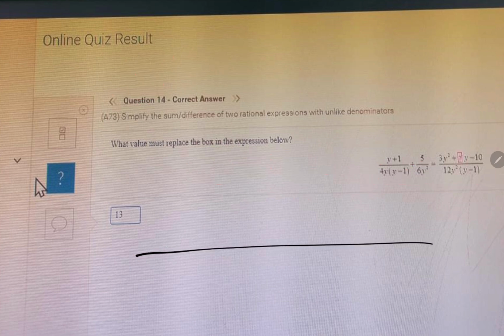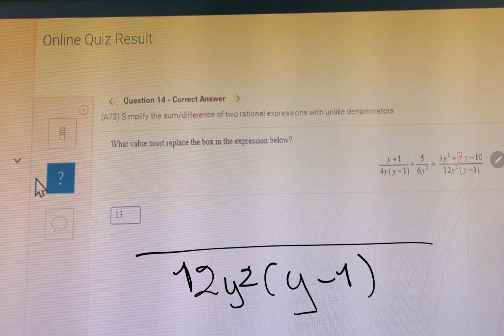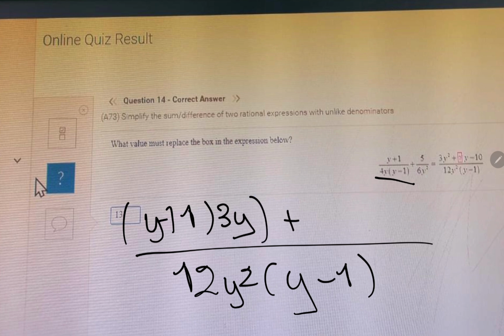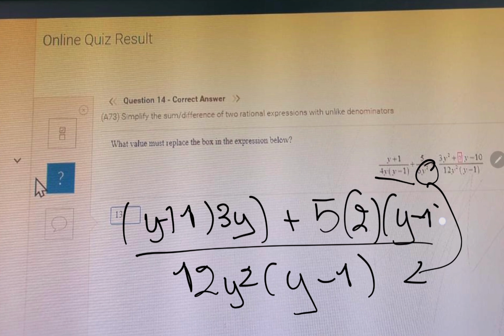Now, 12y squared times y minus 1. How did 4y become 12y squared times y minus 1? We multiplied it by 3y. That means we also have to multiply the numerator by 3y. Plus, how does this one become 12y squared times y minus 1? We multiplied it by 2 times y minus 1. So that means we have to multiply 5 by 2 times y minus 1.